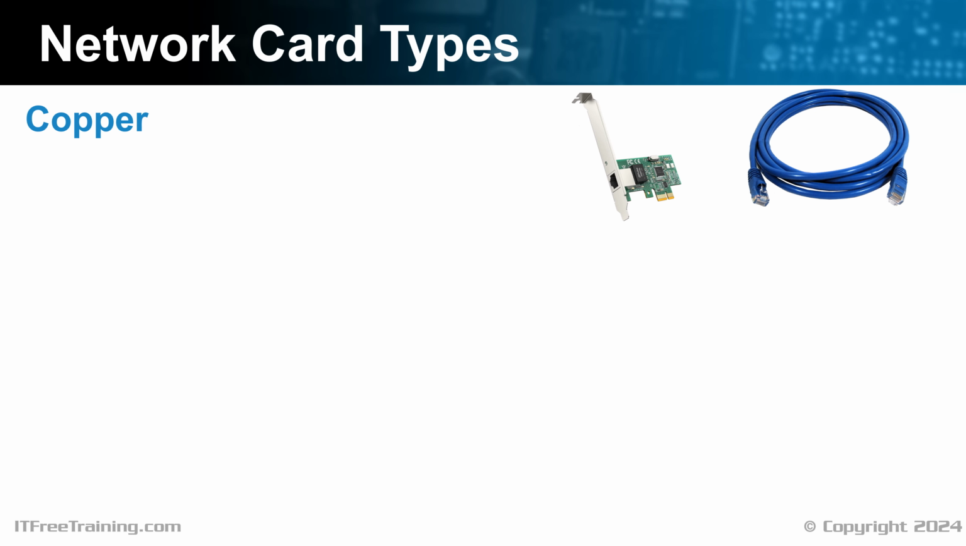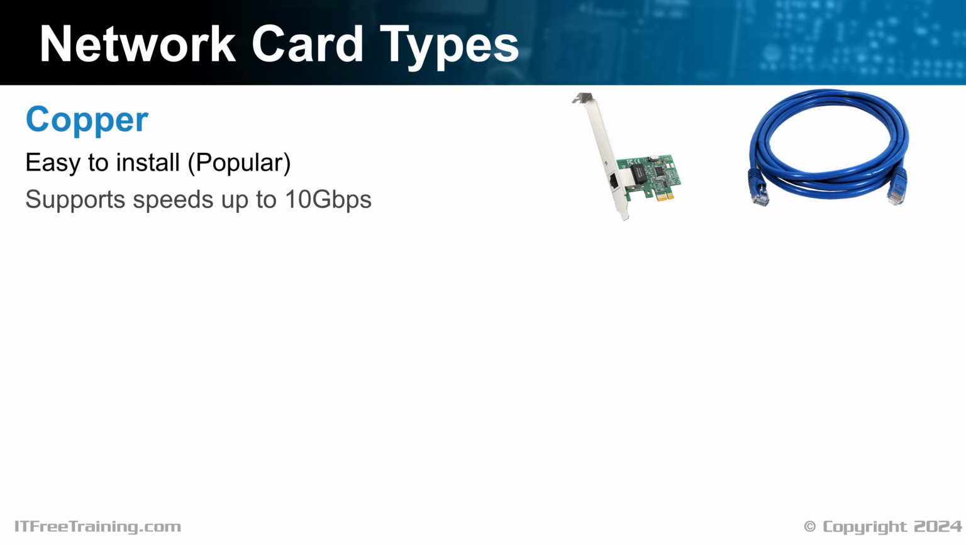The most common network card that you are likely to come across will be using copper cabling. Since it uses copper cabling, it is easy to install. With it being easy to install, it has become quite popular. It currently supports speeds up to 10 gigabits per second. The higher speed that you use, the better quality cable you will require.